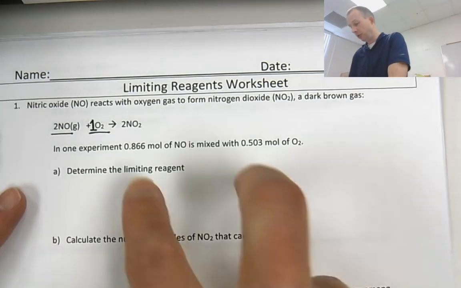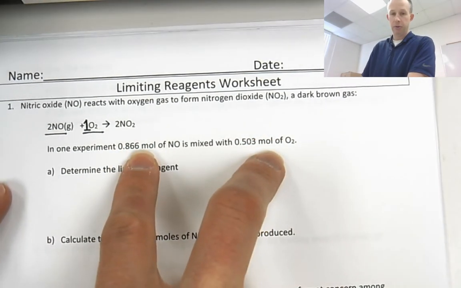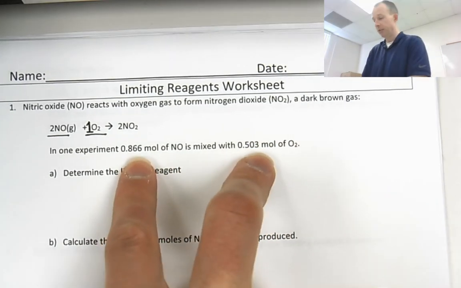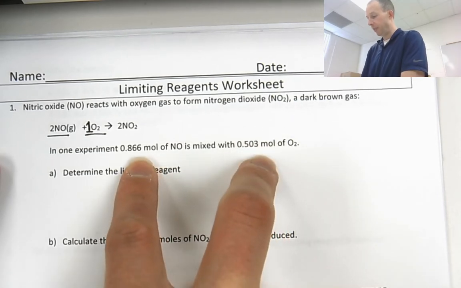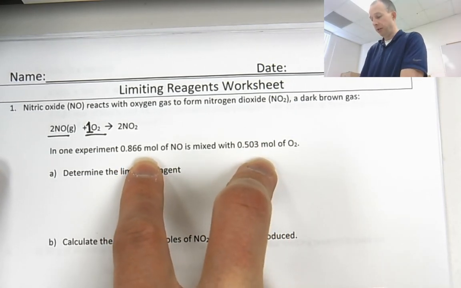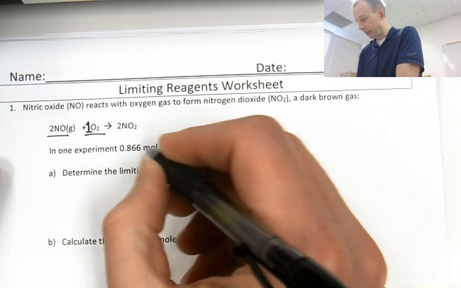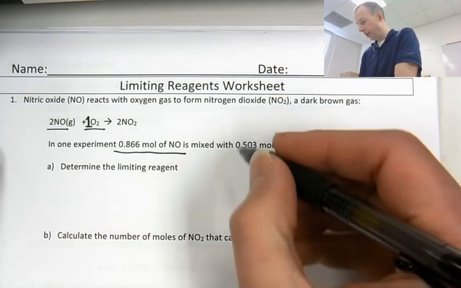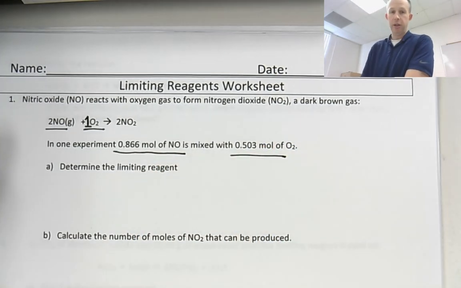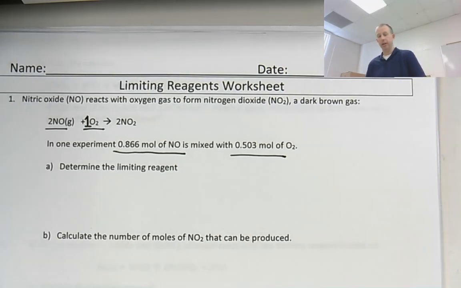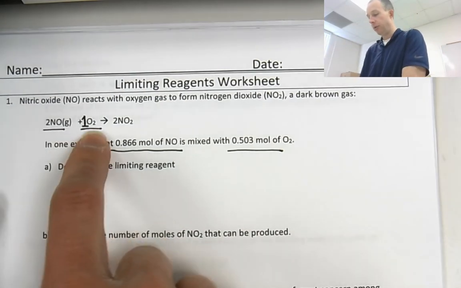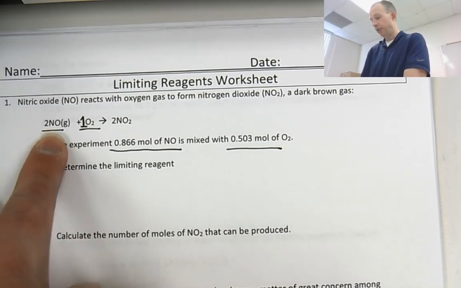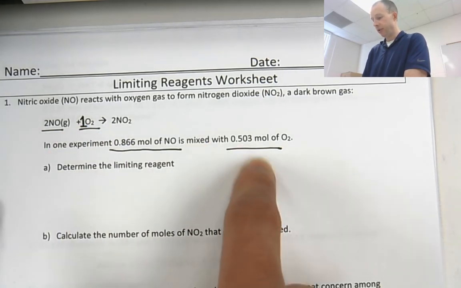Now, in this case, we always are going to be comparing moles to moles. So to figure out the limiting reactant, if you're given mole values like this, it's actually pretty simple. You can look at this and ask which of these numbers is bigger initially. Clearly, 0.866 moles of nitrogen monoxide is bigger than 0.503 moles of O2. So you would probably guess that's the limiting reactant. But again, we have to account for the ratio, that is, how much of each thing is used up. In this case, you use 2 moles of nitrogen monoxide for every 1 mole of oxygen.